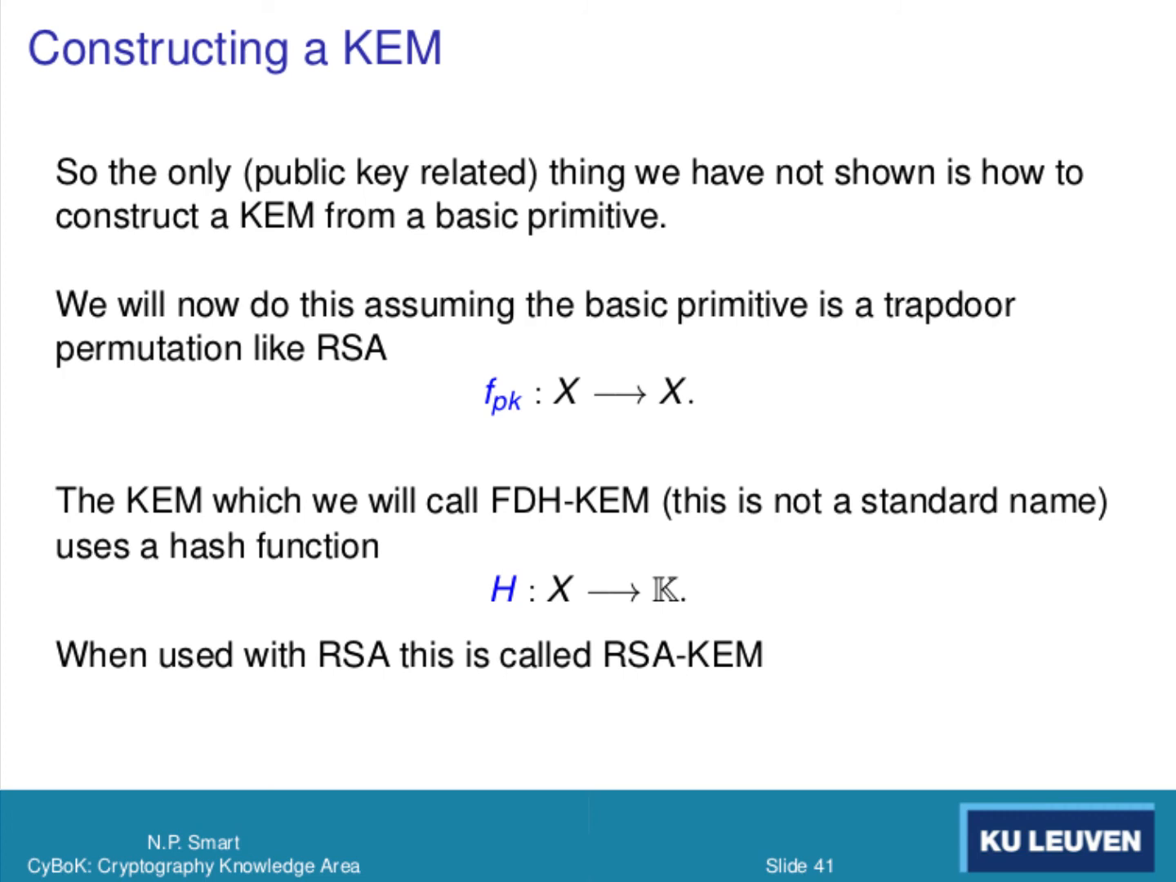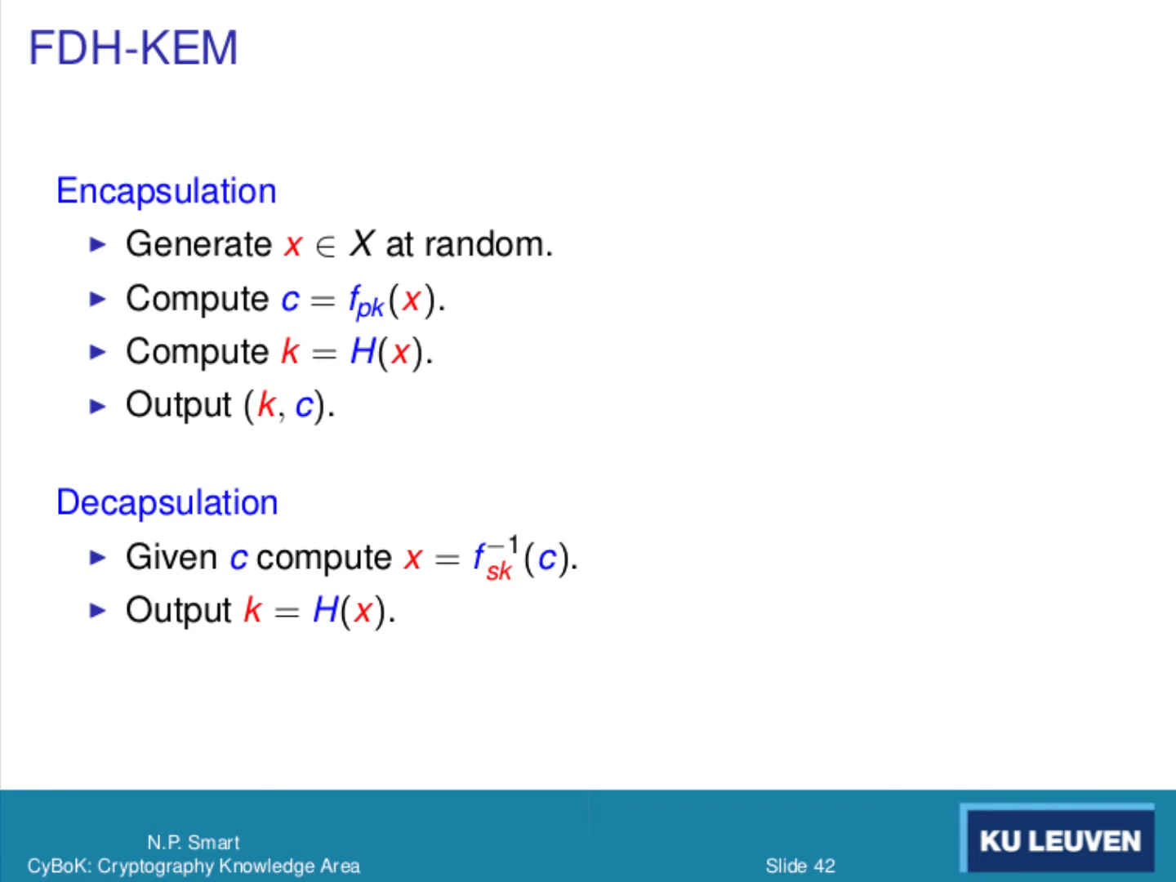So when used with RSA, this is called RSA KEM. This occurs in a number of standards. To see how this works, you pick an element X of the domain of your trapdoor one-way function at random. You encrypt this using the trapdoor one-way function, and then you hash X to get the key for the DEM. And then the decapsulation algorithm is you just invert the one-way function and then hash to get the key back. So this is a very simple version of how you would use RSA to produce a KEM.